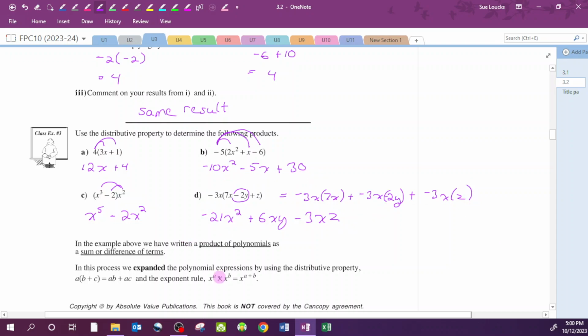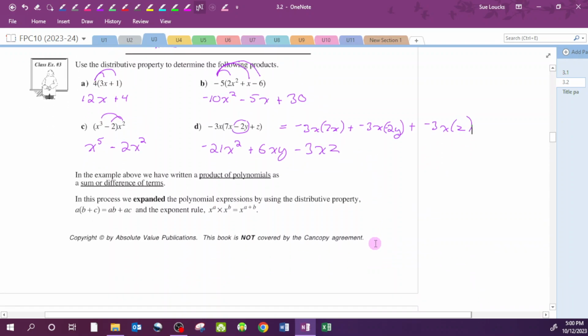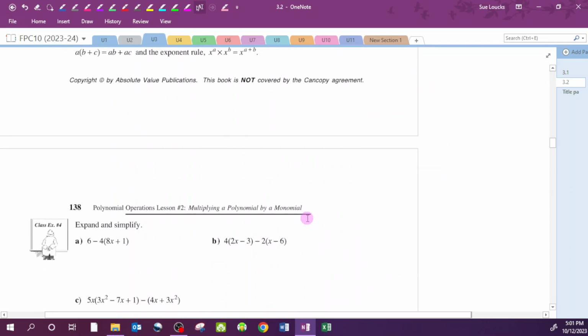All right. So this is what we call expanding a polynomial expression. We talk about when you're working with just numbers, we say multiply, and when you're working with polynomials, we say expand, because you don't get an actual number when you do this. Okay, so we just call that expanding. Okay. Next page.